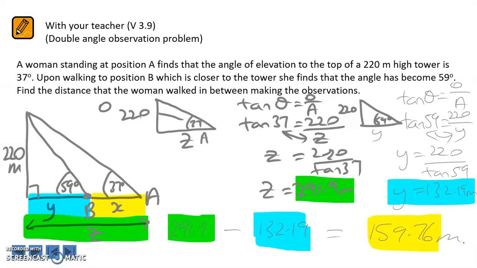So that's the first example where you've got two triangles. Always look for smaller triangles within the larger one to help you out.